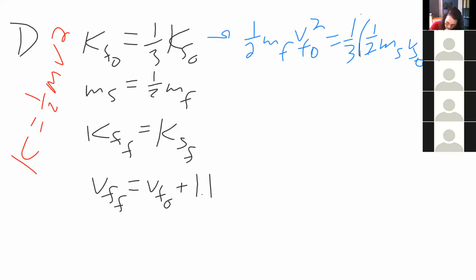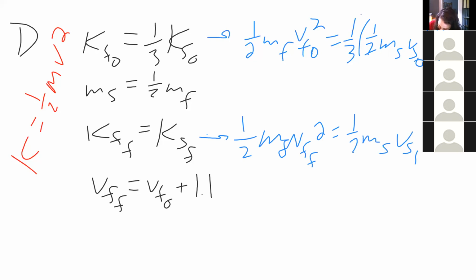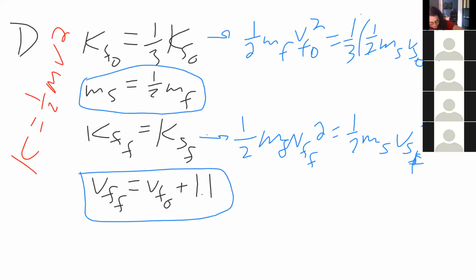We can also rewrite our third equation here as 1/2 the mass of the father times the velocity of the father final squared is equal to 1/2 the mass of the son times the velocity of the son final squared. It should be an F there. Okay, so we have these relationships, and then the other two here we can substitute into these equations.